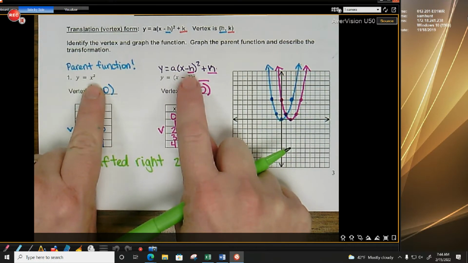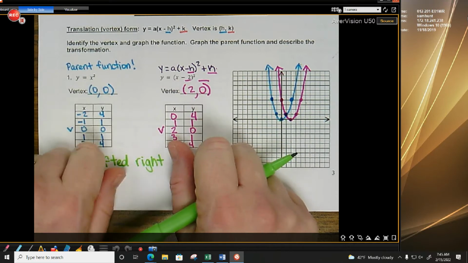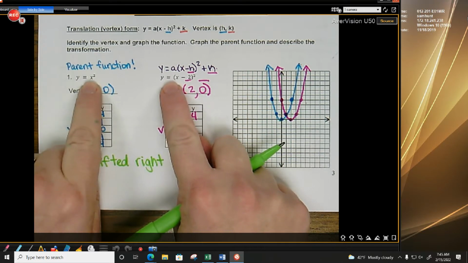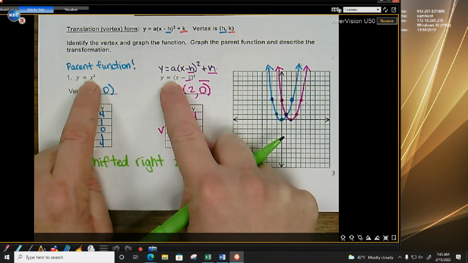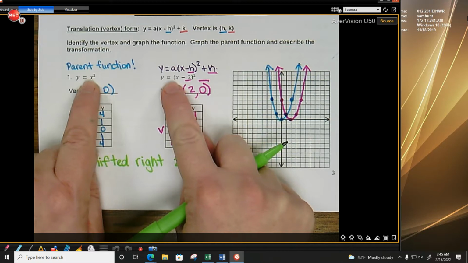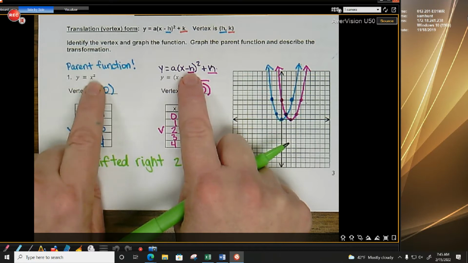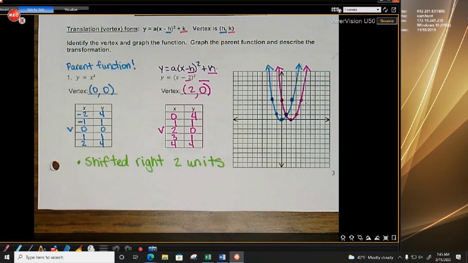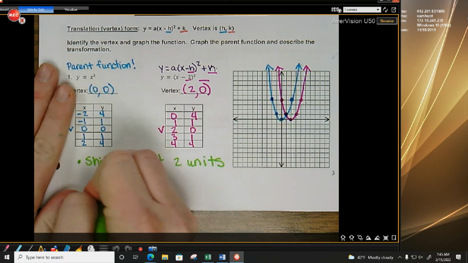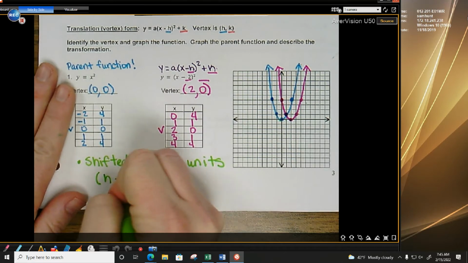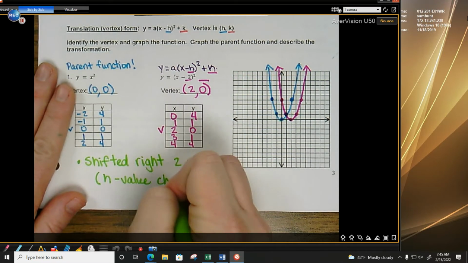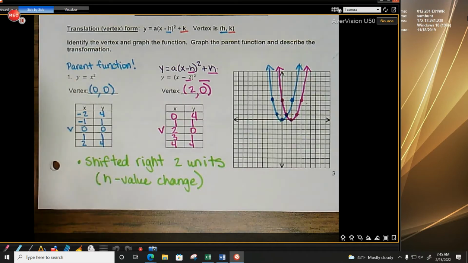What value? The A, the H, or the K? So the A is the number in front of the parentheses. Is there a number in front of the parentheses on either? So they both have an understood A of 1, so that's not different. The number in the parentheses with X went from 0 to 2. So what do you think shifts you right and left? The h. Okay, so shifting right and left is an h value change. If the h value changes, you're shifting right and left.